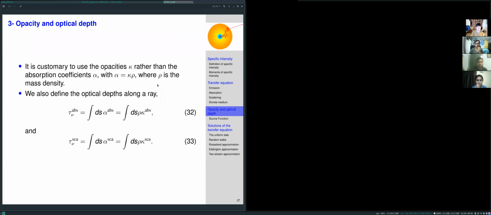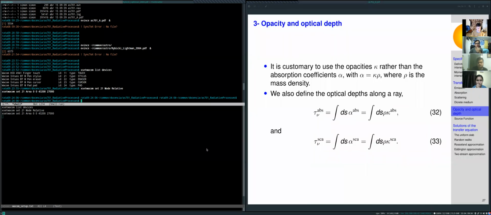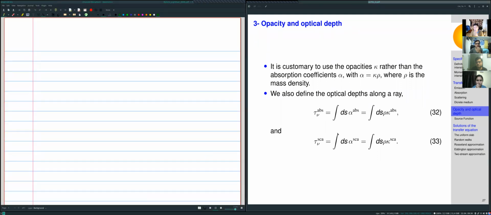let me do something a bit better here. I'll move this on the other side. Okay, so here we're introducing the opacity, which is the same as the absorption coefficient, except that we're multiplying by the density, the mass density. Okay, kappa, the opacity, is the quantity that's most often used in professional astronomy, rather than the absorption coefficient. This is what you'll find quoted in textbooks.